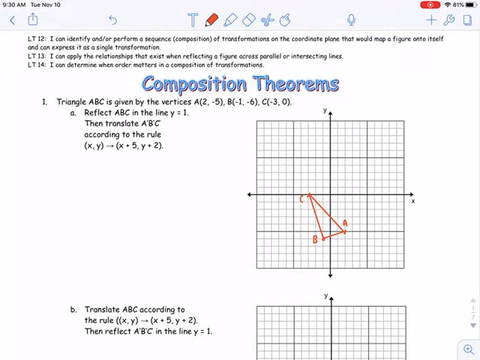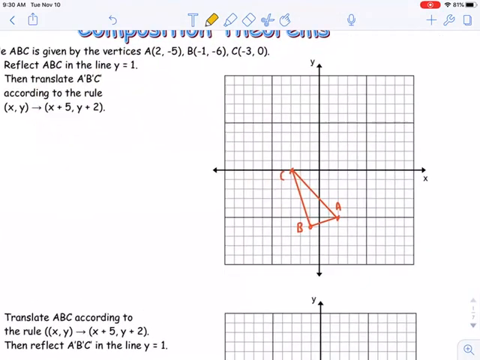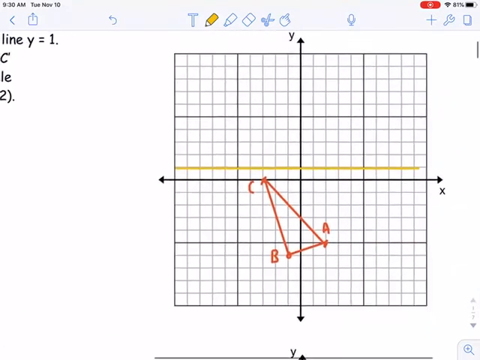Anyway, we're going to do two transformations. We've got triangle ABC, and we're going to reflect over y = 1. Y = 1 is this line right here. So let's just go ahead and count. C is 1 below, so C prime will be 1 above. B is 1, 2, 3, 4, 5, 6, 7 below. A is 6 below, so it'll be 6 above. Nice.